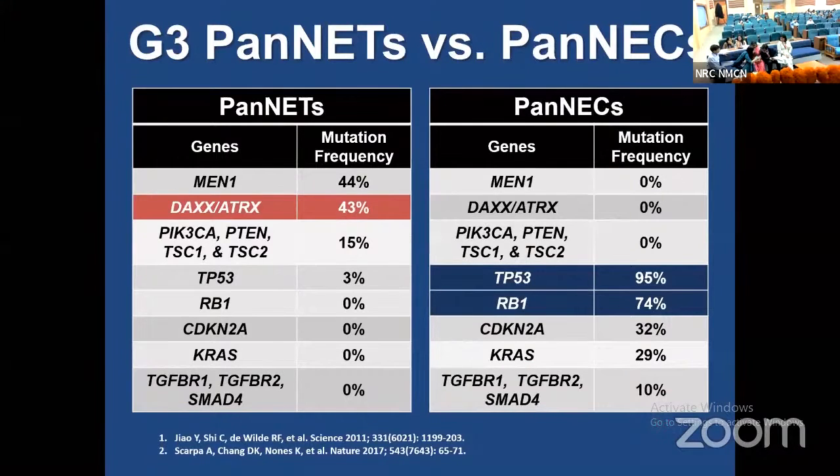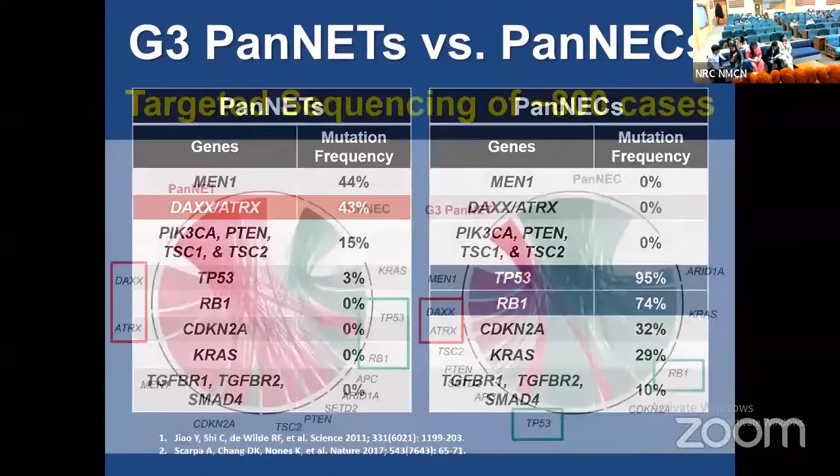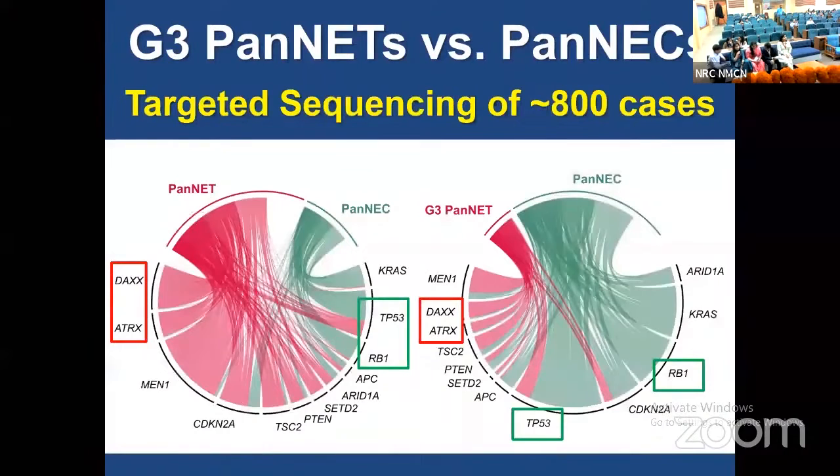For example, recurrent genomic alterations in the genes DAXX and ATRX are exclusively present in well-differentiated neuroendocrine tumors, while RB and p53 are almost always only present in poorly differentiated neuroendocrine carcinomas. Moreover, in a recent study, our group has just completed and is about to publish, we performed targeted sequencing on over 800 pancreatic neuroendocrine neoplasms. That includes over 100 pancreatic neuroendocrine carcinomas.